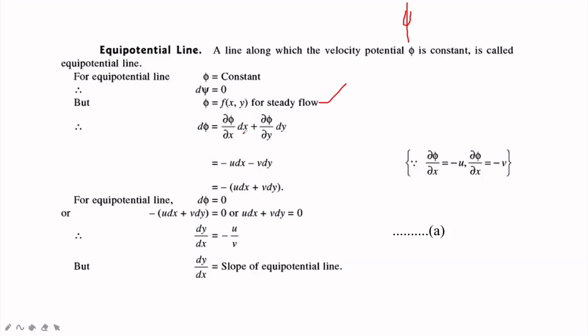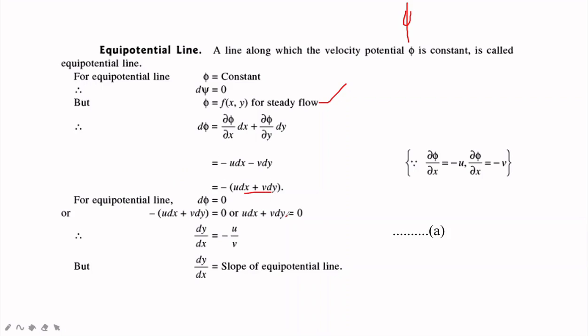dφ = ∂φ/∂x dx + ∂φ/∂y dy. What is ∂φ/∂x? Minus u. What is ∂φ/∂y? Minus v. Substitute it, you will get directly dφ = u dx + v dy.